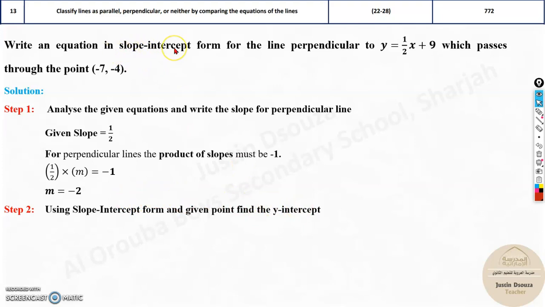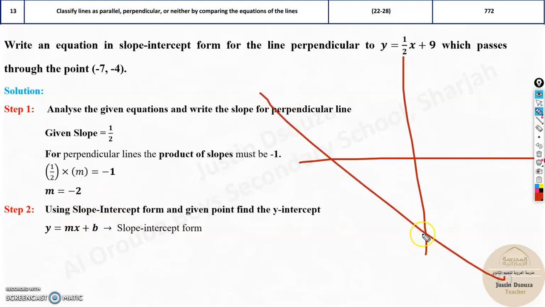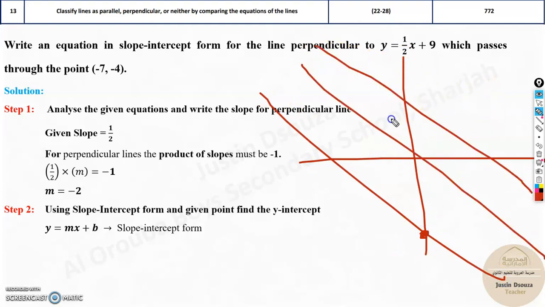We need to write it in slope-intercept form, so it is very important we use the slope-intercept form itself to solve for b. The b value is the intercept value where it touches the y-axis. Based on that, we can distinguish between all the other perpendicular lines. Now we know only the slope, but there might be hundreds or thousands or infinite lines with that slope. How do we find the exact line which we require? This point must be passed, right?